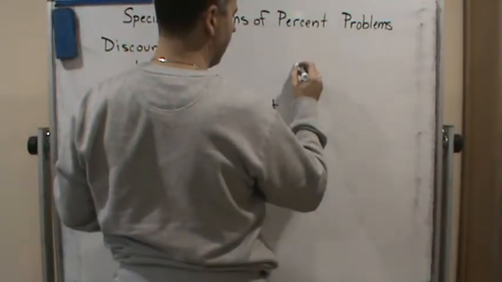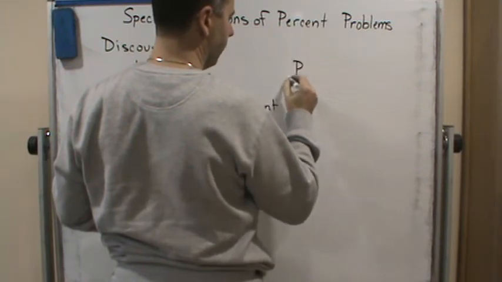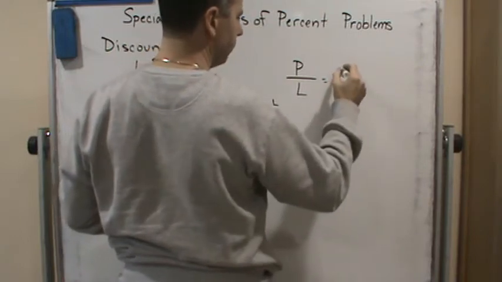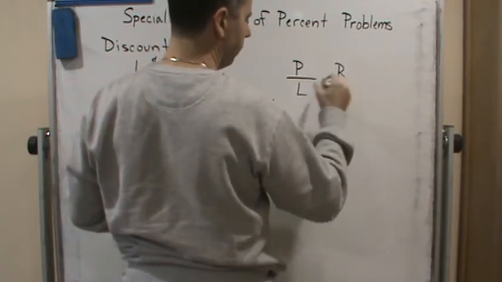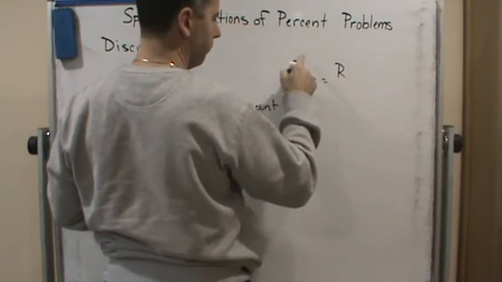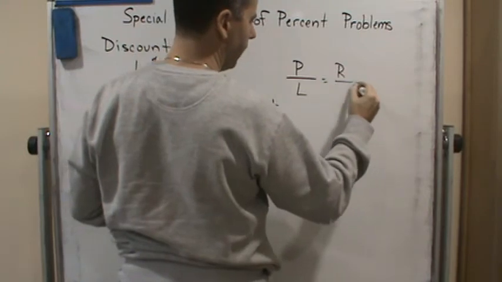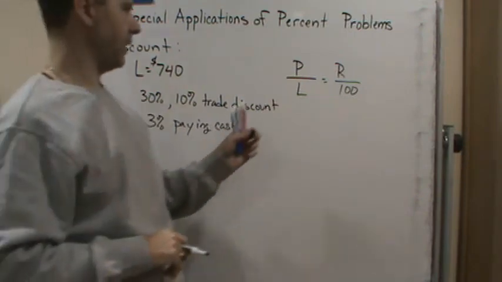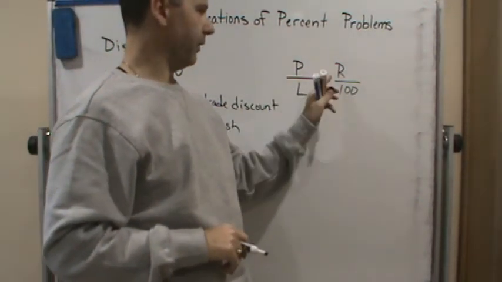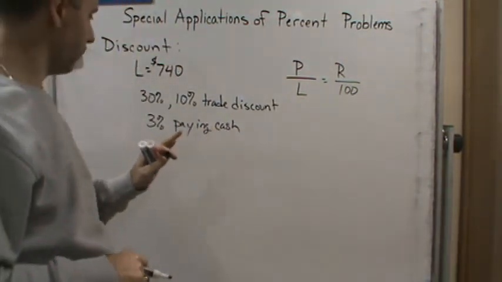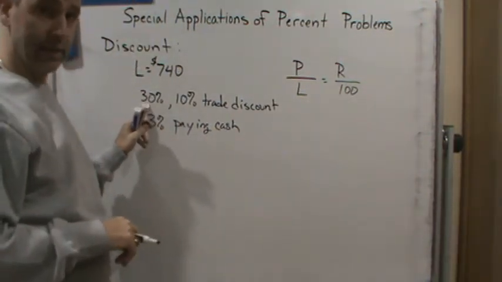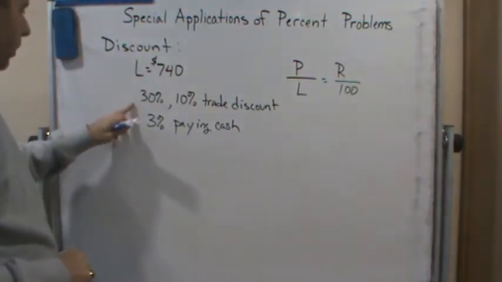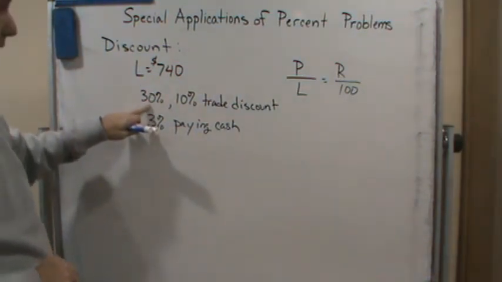So let us set it up as P over L equals R over 100. The reason I'm doing this is because this is not the final price. So I'm just saying price over L equals R. Now this rate is not the discount rate, it's the net price rate, if you will. So instead of 30, I'm going to use 70.